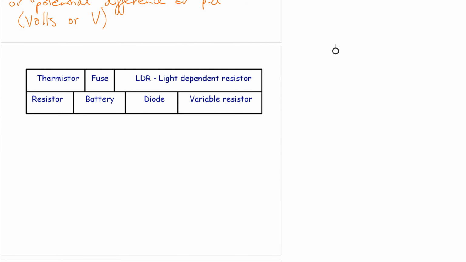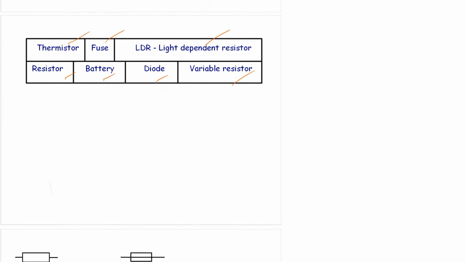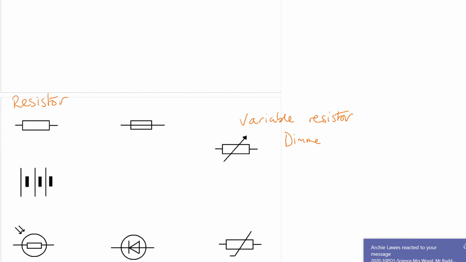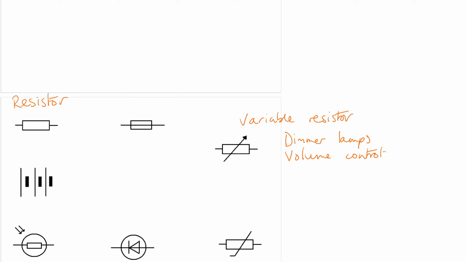Moving on, we've got 1, 2, 3, 4, 5, 6, 7. A resistor. It resists the flow of current. This one here is a variable resistor. We can change its resistance, so we can change the amount of current flowing through it. These are seen in dimmer lamps or volume controls, because you can increase or decrease the volume.